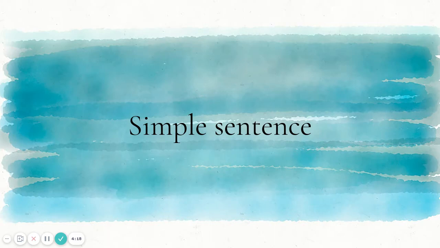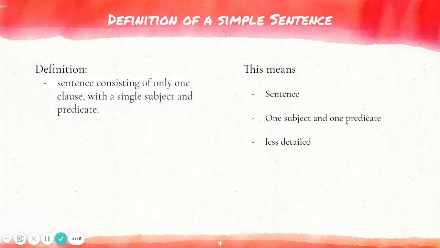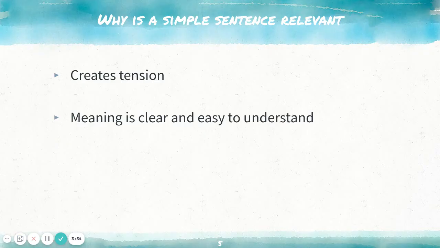Let's start off with a simple sentence. Definition of a simple sentence: a sentence consisting of only one clause with a single subject and predicate. This means it's a sentence with one subject and one predicate. It's less detailed than any other type of sentence.